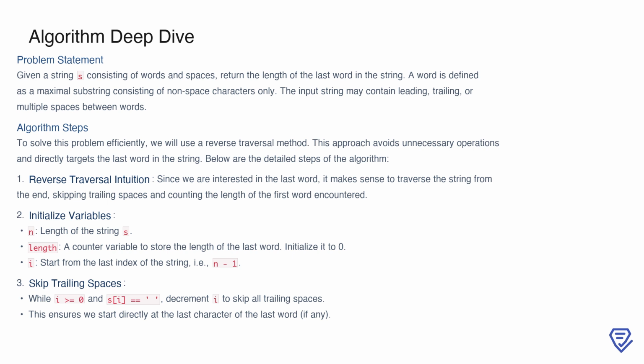The first step of the traversal involves skipping trailing spaces. As long as i is within bounds and the current character s[i] is a space, we decrement i. This ensures that when we start counting, we're positioned directly at the end of the last word or at the beginning of the string if no words exist.